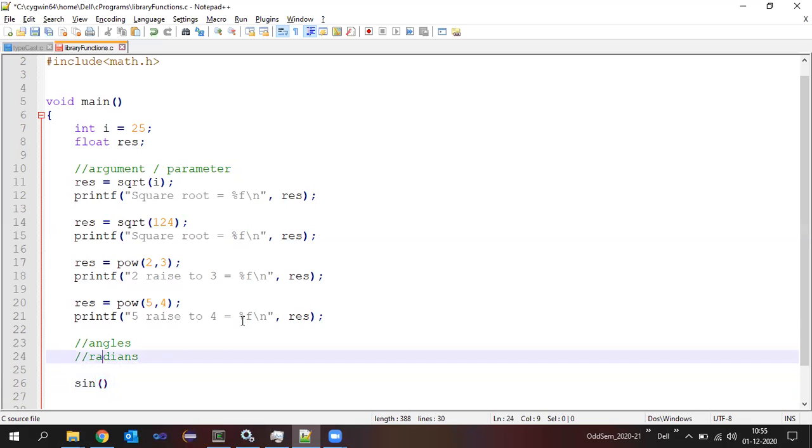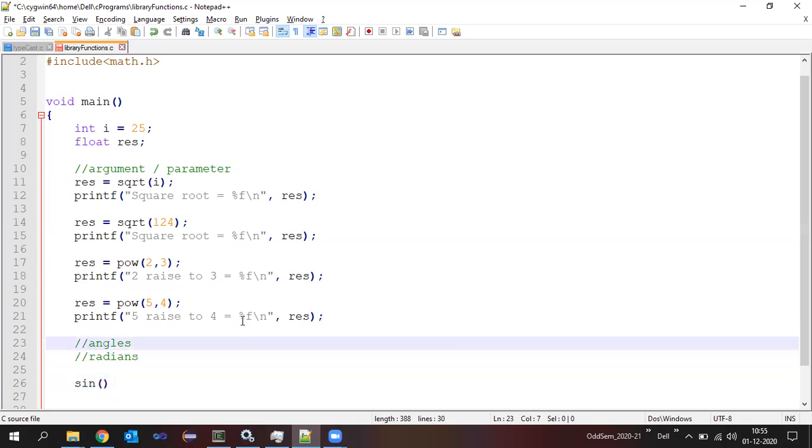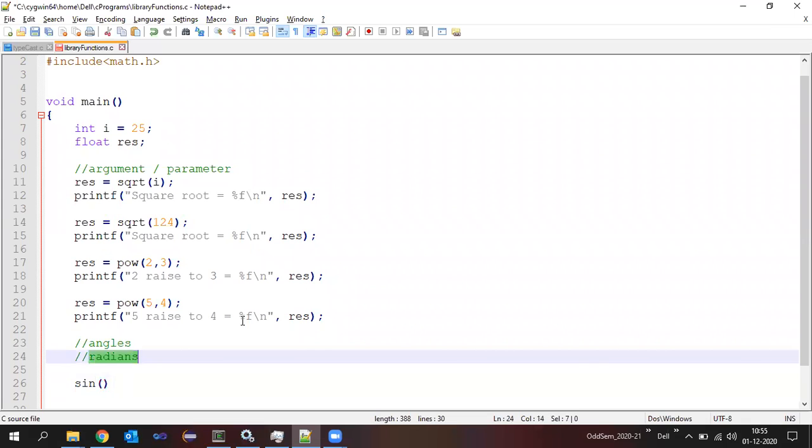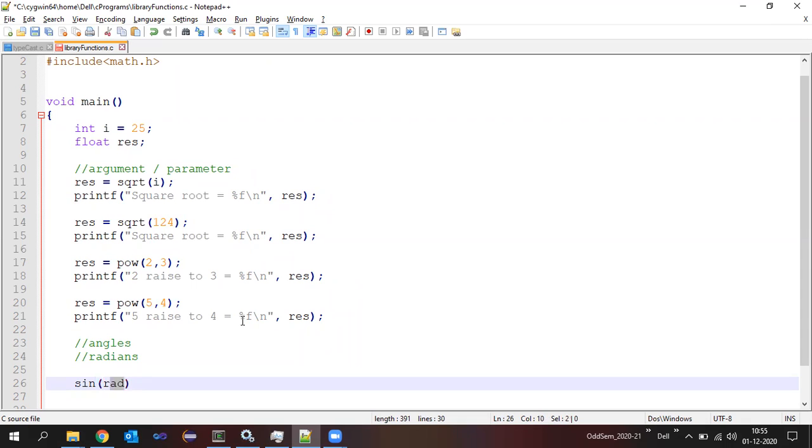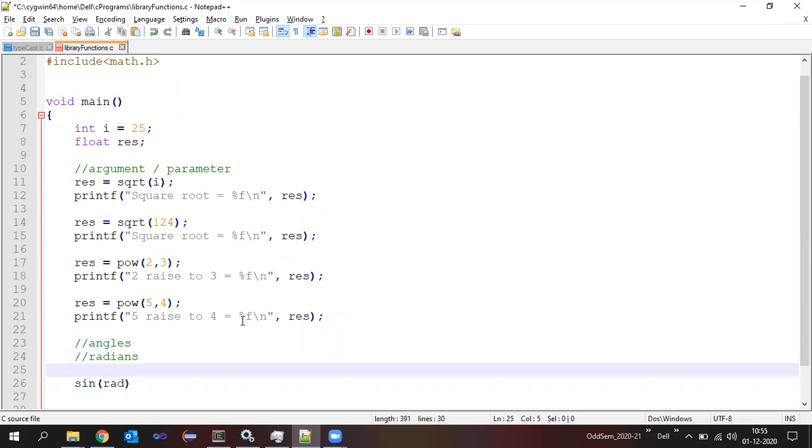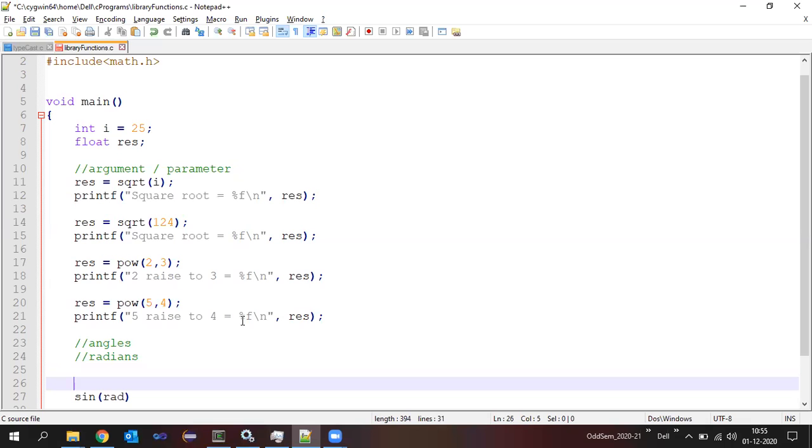Now as you know, values can be in terms of angles or in terms of radians. But these mathematical functions are designed in such a way that they only accept radian values. They won't accept angle values. Whatever value you provide here will be treated as radian values. Then you may ask a question, sir, how do we convert these angles into radians? So we might be interested in what?